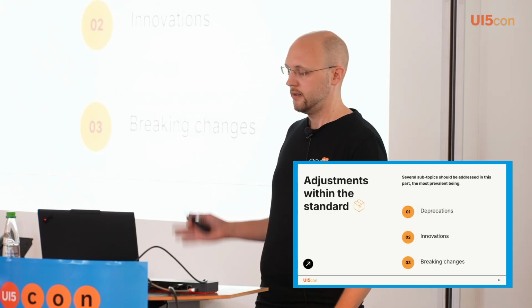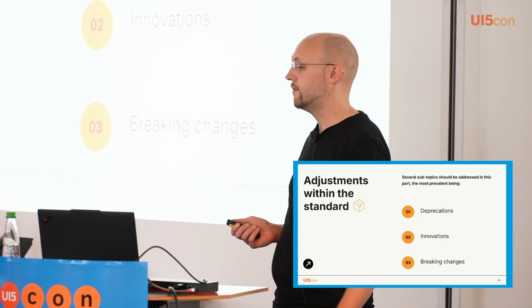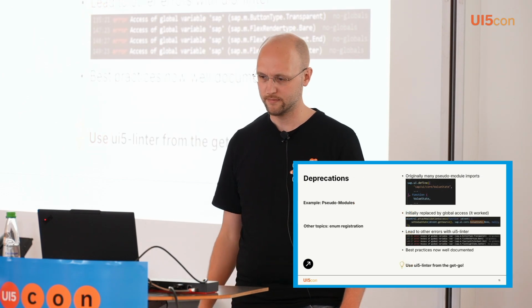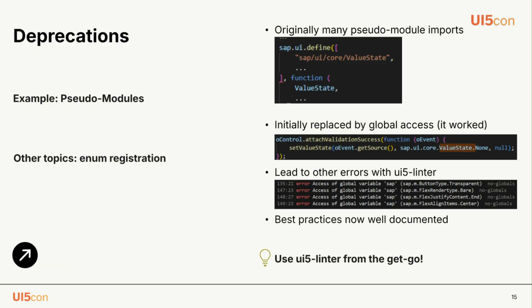Right. So let's look at each of these subtopics with one example, or at least one example: the deprecations, the innovations, and the breaking changes. Now, with the deprecations, our most prevalent deprecation was pseudo-modules. As you might know, in the earlier days, things like value state, button type, placement type, flex render type, whatever, we would require as a pseudo-module and use it like a regular module whenever we had to reference it.